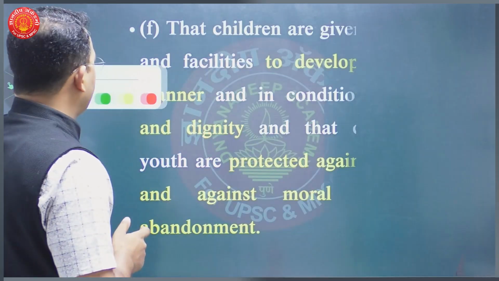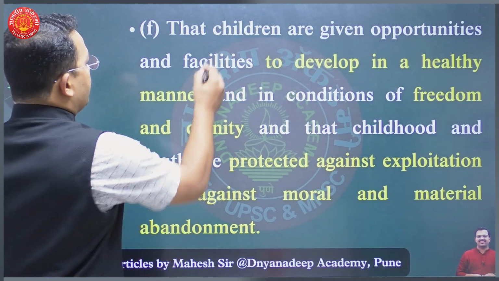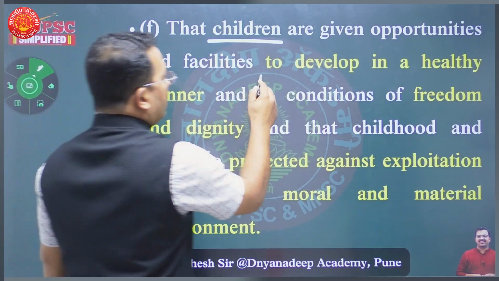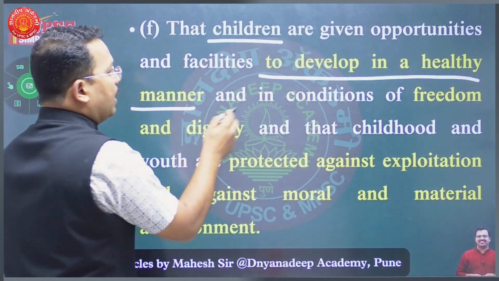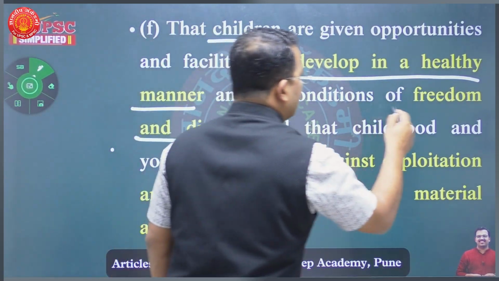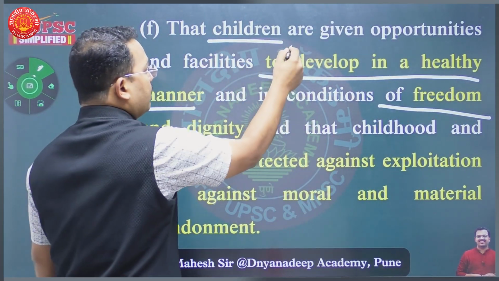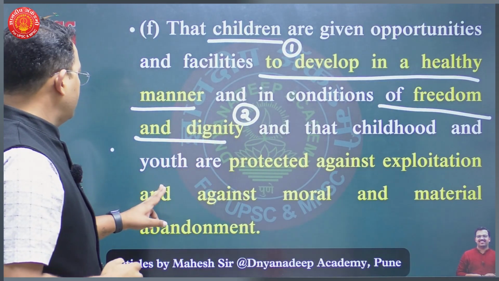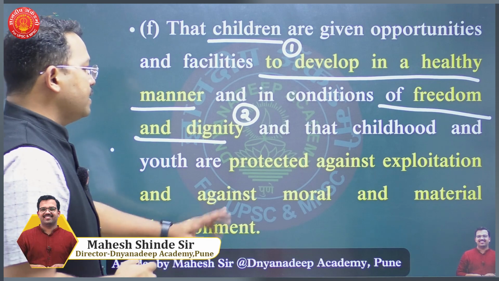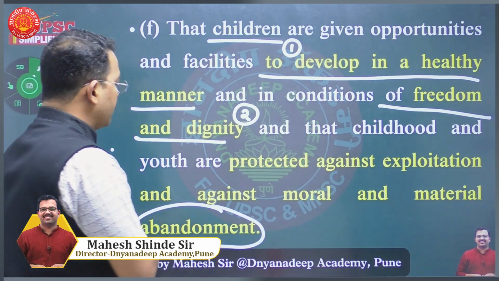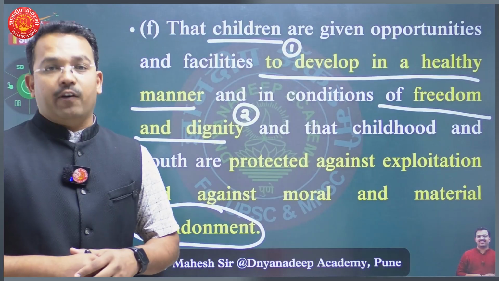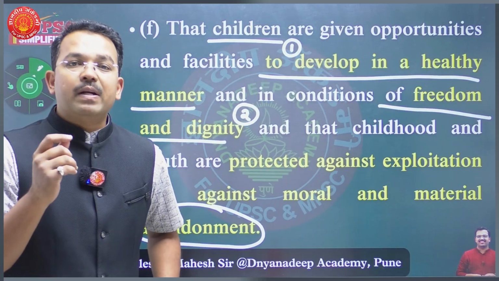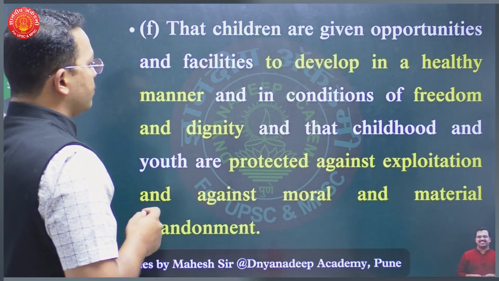The next clause is F. What does it say? That the children, it is basically about children. Children are given opportunities and facilities to develop in a healthy manner and in conditions of freedom and dignity. So F talks about development in a healthy manner. It talks about freedom and dignity, and that children and youth are protected against exploitation and against moral and material abandonment in this particular case. So the most important is F. It was added into the Indian Constitution by a Constitutional Amendment Act, the most important clause.